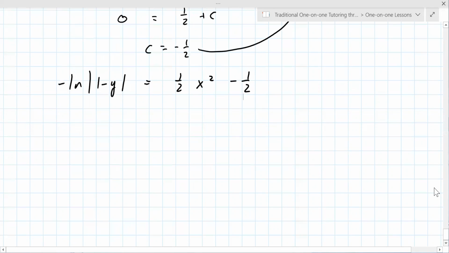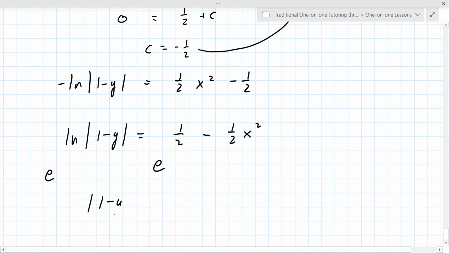Let's just go through this one, how you would solve it for y, because this one's got a few things that are maybe a little bit less clear. So the negative you would move over: natural log absolute value of 1 minus y equals 1/2 minus 1/2 x squared. So I negated both of them and just reorganized it. And then here to undo ln, use e on both sides. On the left, it becomes 1 minus y. Okay, but you can actually drop the absolute values because they're no longer needed. On the right, you have e to the 1/2 minus 1/2 x squared.